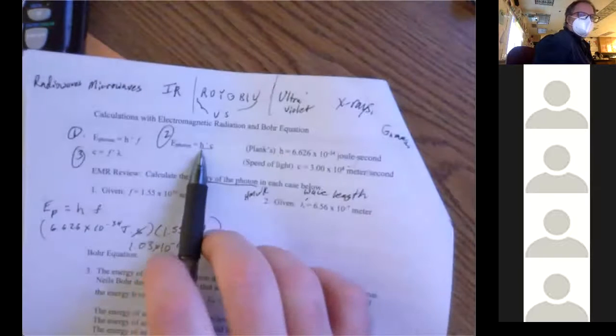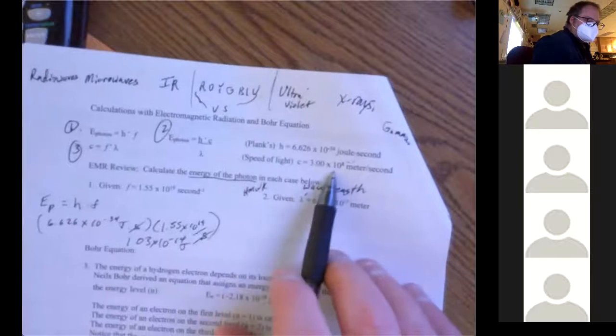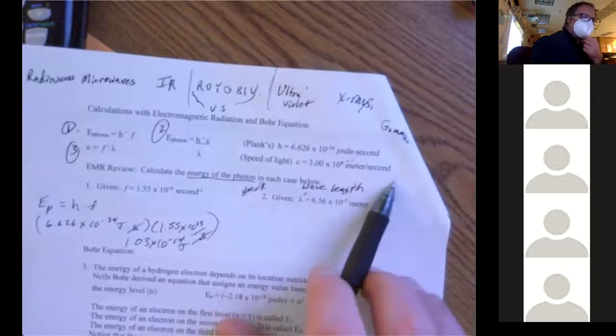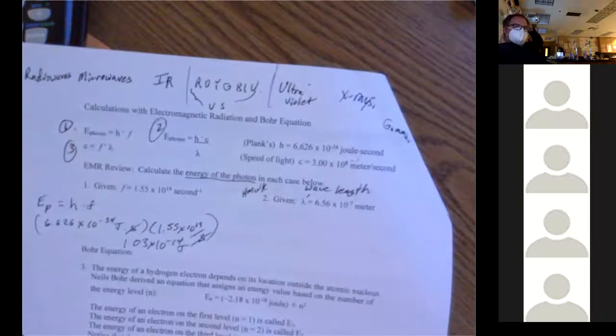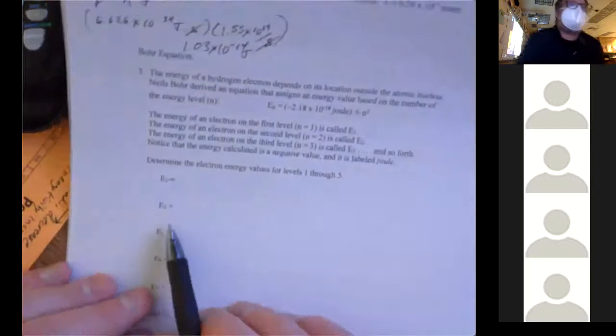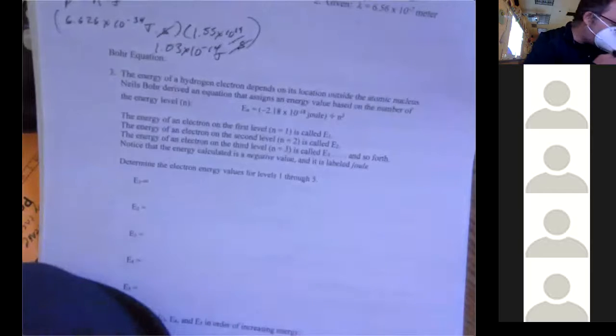Lambda's on the bottom. We have Planck's constant, and we have the speed of light, 3.00 times 10 to the 8th meters per second. That's the same speed of light that you see in E equals MC squared. That is the speed of light in a vacuum. You're to do that problem for Thursday of next week, as well as the bottom half. You're going to do part of it for homework, but I'm going to take you through at least 2 problems.